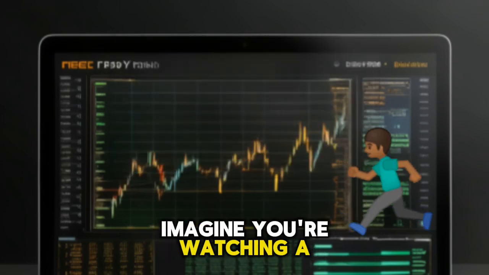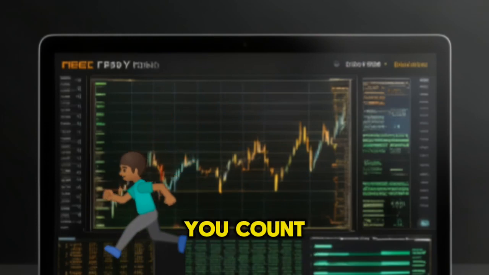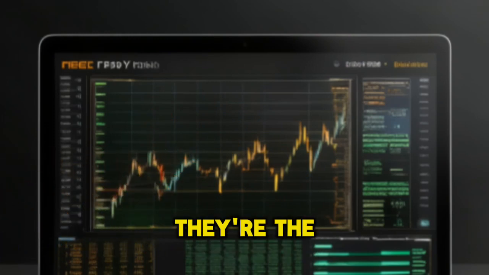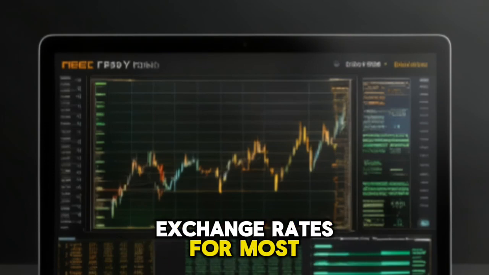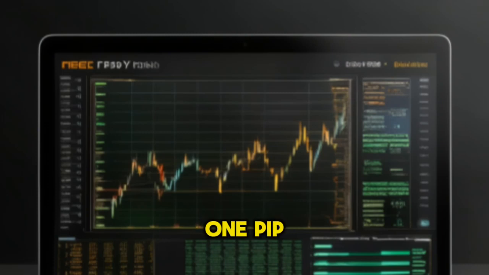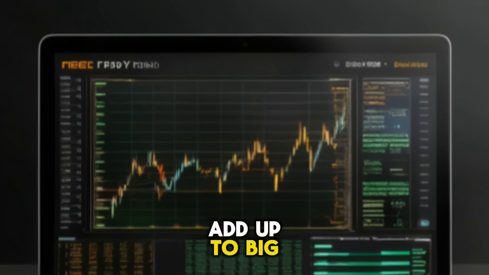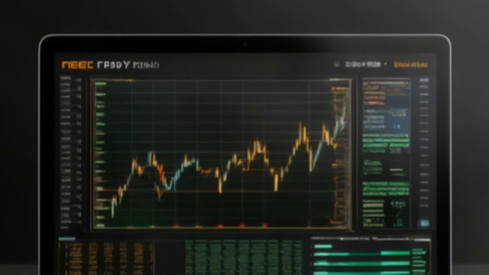Imagine you're watching a race. Each time a runner takes a step forward, you count it. In Forex, those steps are like pips. They're the tiniest movements in currency exchange rates. For most currency pairs, 1 pip is like moving 1 step to the next number after the decimal point. Those small movements can add up to big changes in profits or losses when you're trading currencies.